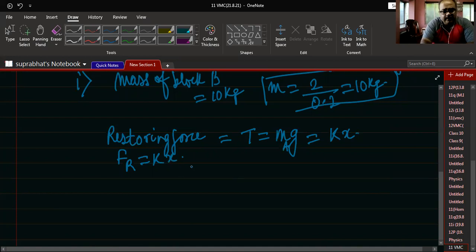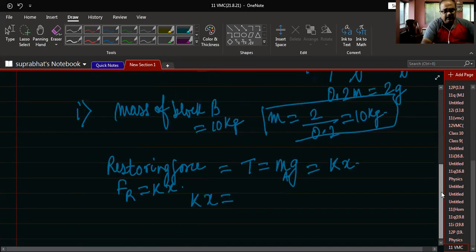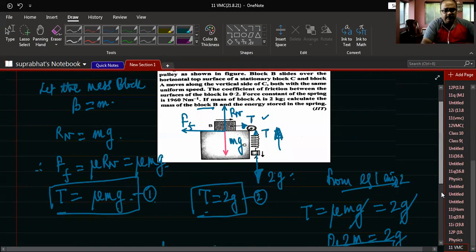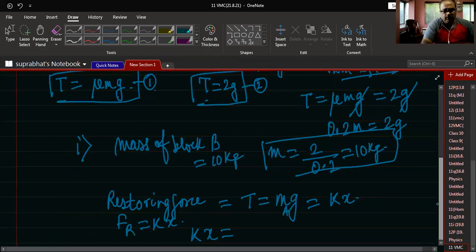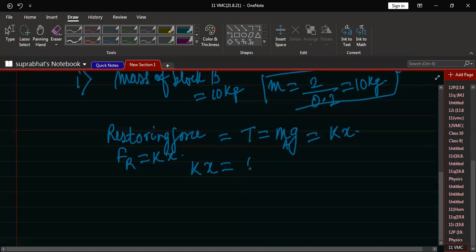So what can I write, children? That K into X equals Ma into G. Now what is the mass given? You have already seen the mass of this particular block that was already given in your question. That mass was given to be 2 kg. So we can easily write Kx is equal to 2 into G.